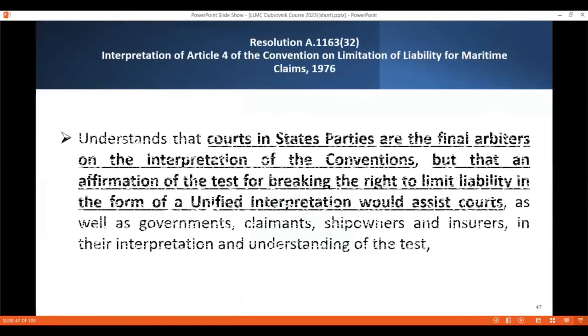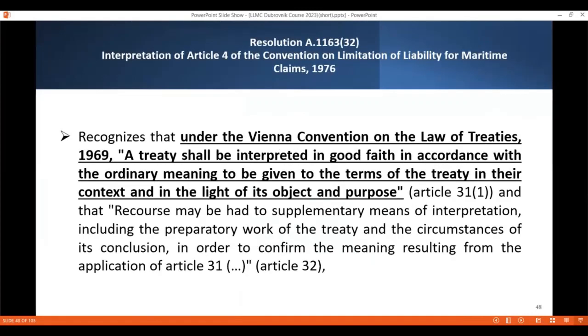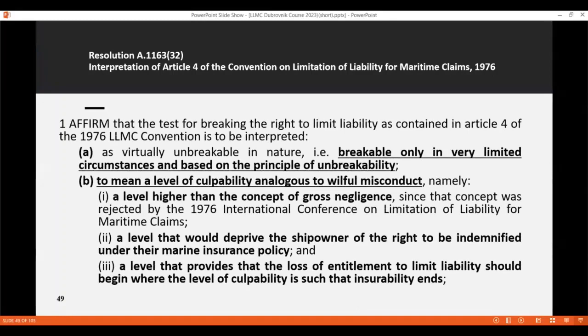This is just the generality. And this is important: they recognize that the state parties are the final arbiters on the interpretation of the convention. IMO cannot do it for them. So the state parties affirm that the test for breaking the right to limit, as contained in Article 4 of the 1996 LLMC Convention, and this is the only thing that changes, whether it's the 1996 Protocol or CLC, is virtually unbreakable in nature, breakable only in very limited circumstances based on the principle of unbreakability.